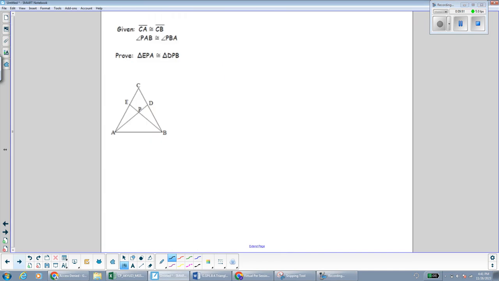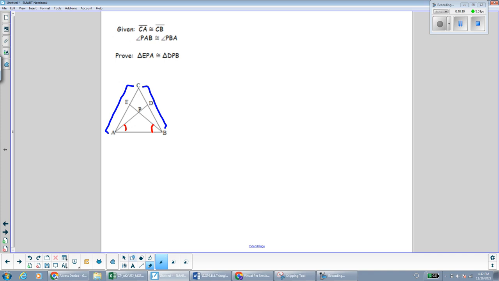We're going to do another proof. So we're given that CA is congruent to CB. So I'm going to mark that in the diagram. And we're also given that angle PAB, so that's this angle right here, is congruent to angle PBA. That's right over here as well.